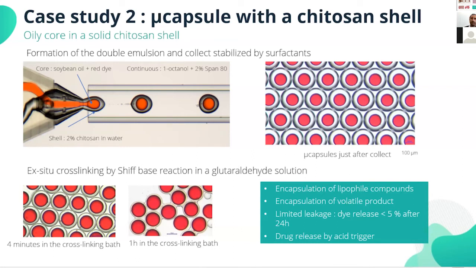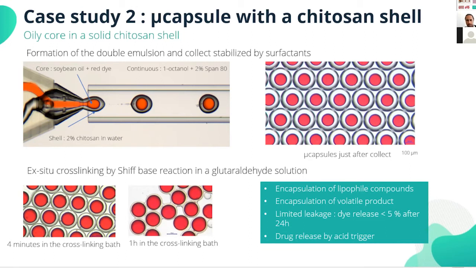You see the result, the shell thickness after 4 minutes on the image on the bottom left, and then after 1 hour in the cross-linking bath. In this case, it's possible to encapsulate lipophilic compounds in the oil core. It's possible to encapsulate volatile products. And we demonstrate that there is very limited leakage: the dye release was less than 5% after 24 hours. At the end, it's possible to release the content of the capsules using an acid trigger.